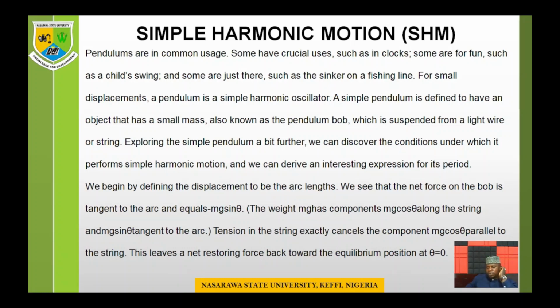Tension in the string exactly cancels the component mg cos theta parallel to the string. This leaves a net restoring force back towards the equilibrium position at theta equal to 0, because at equilibrium there is no displacement, so the theta there is 0, because theta is the angle, and so when there is no angle, theta becomes 0.